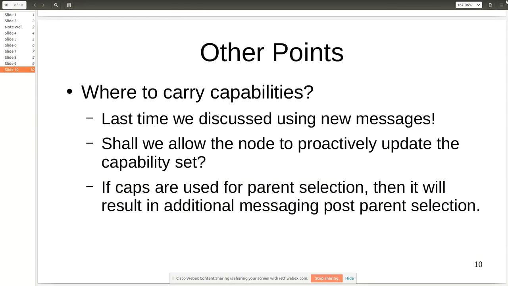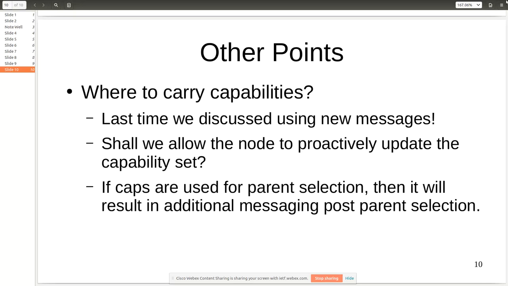One thing that came to my mind was, if a node decides the parent set based on these additional capabilities, and if these capabilities keep changing, there are certain capabilities which are dynamic. What happens is, a node has a parent set, but it doesn't know the current capabilities. In which case, after the parent selection is done, after the parent switch is done, it has to again query for that parent's capability set using additional signaling.